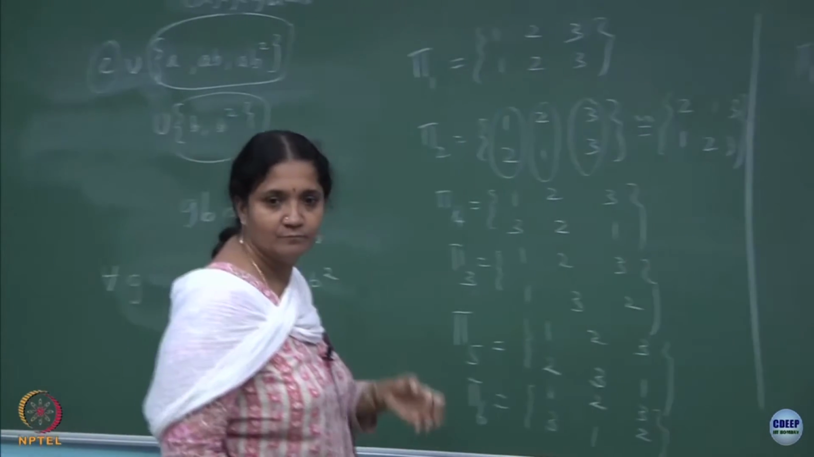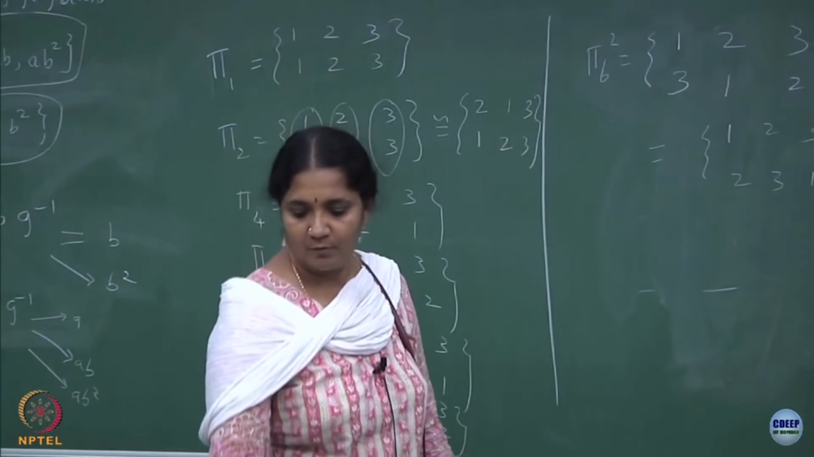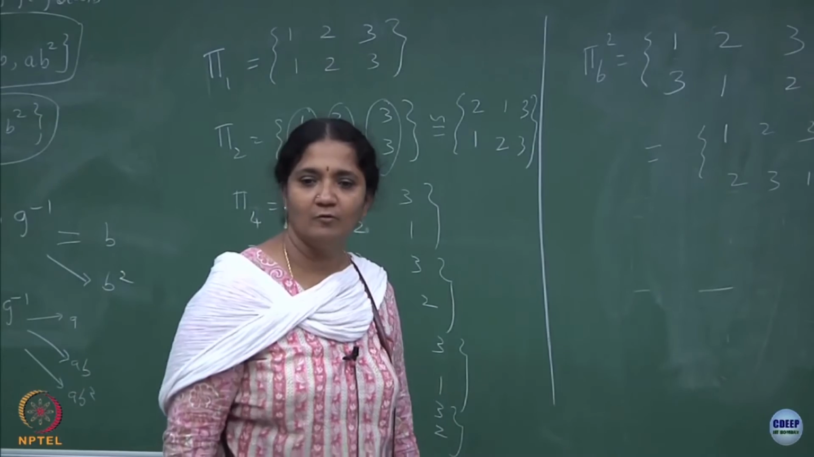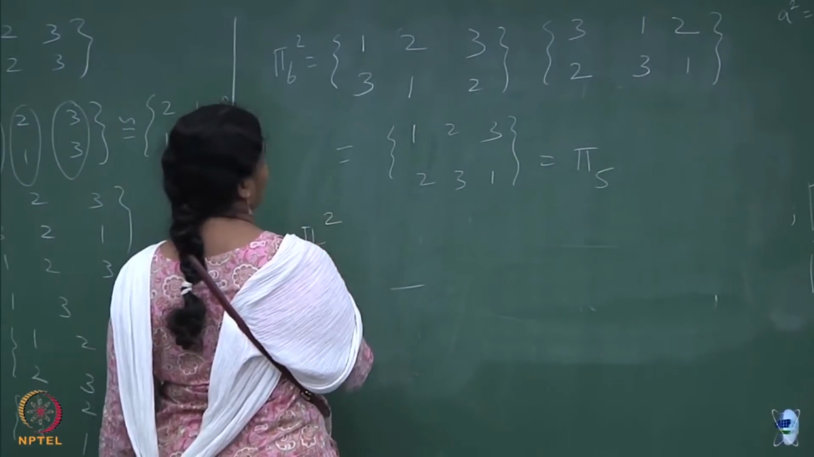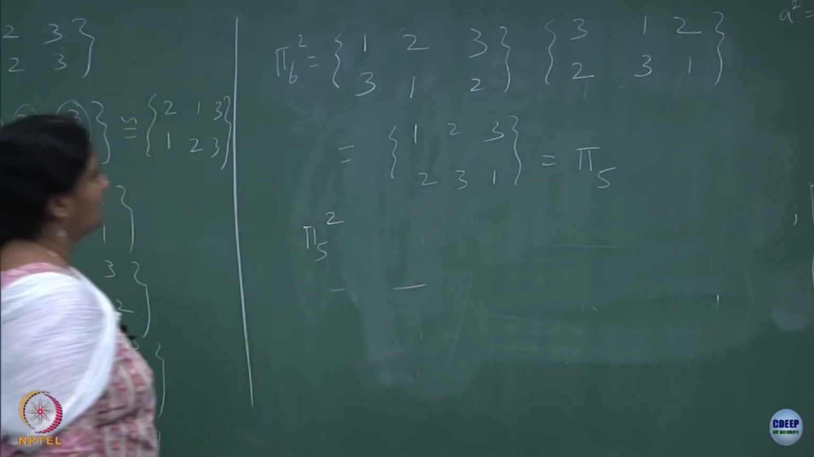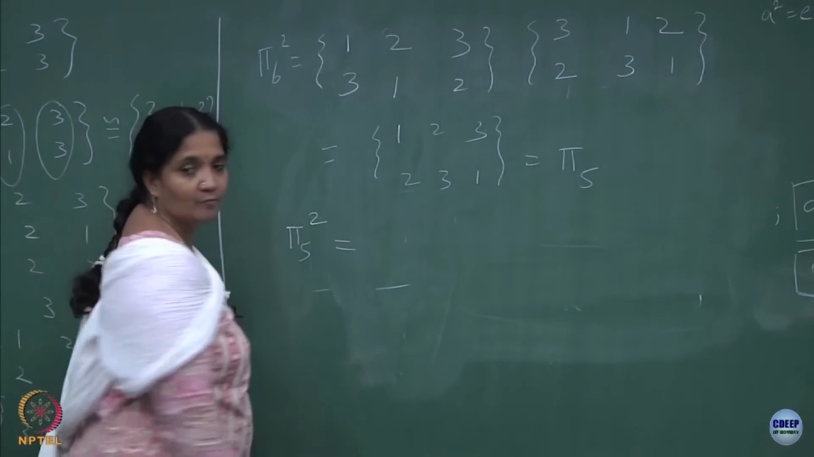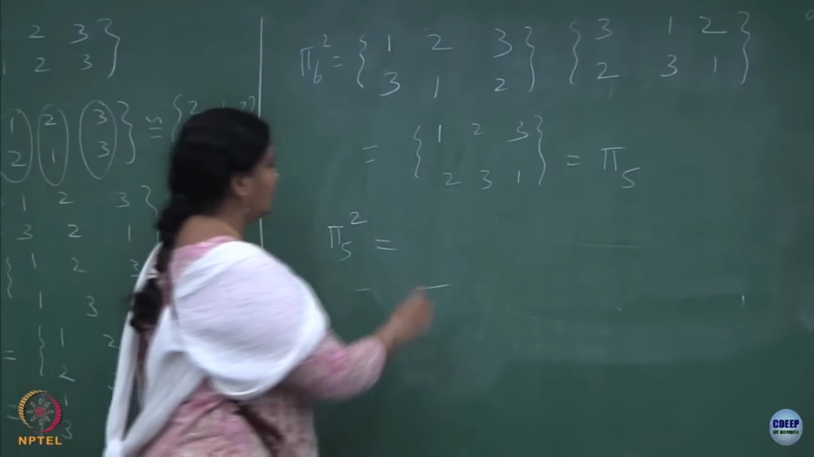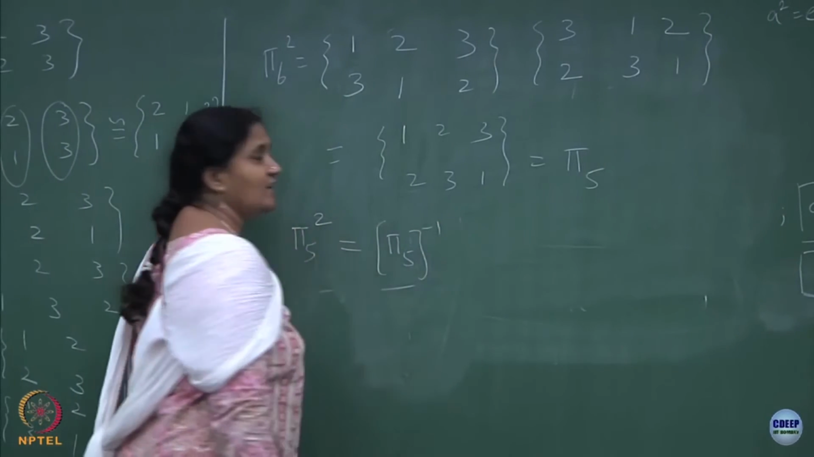Okay. And similarly you can check the other one also. What is pi 5 squared? Okay. So you can check this out. Pi 5 squared will be pi 5 inverse. This also, how do you find an inverse?